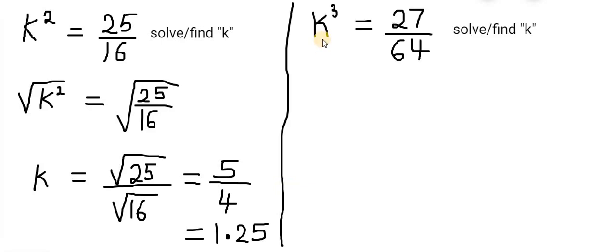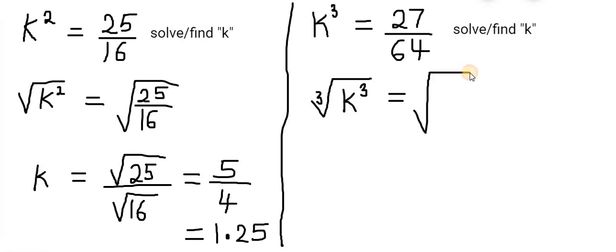Okay? Now, we have another question. K cubed is equal to 27 over 64. Solve or find k, which means get k on its own. Now we identify everything attached to k. In this case, there's a power of 3. So, to get rid of that power of 3, we use the opposite sign, which is a cube root. So we attach it to the left. So cube root, k cubed, and because we've attached it to the left, we do the same to the right.